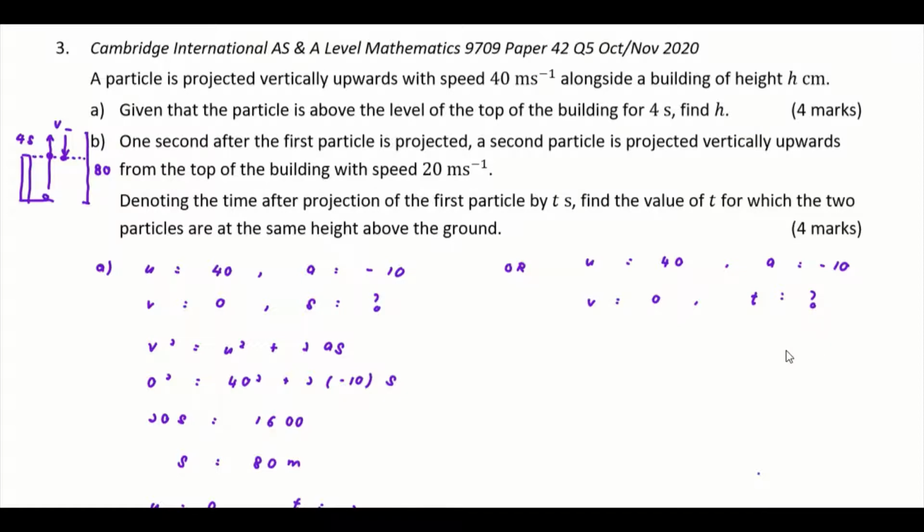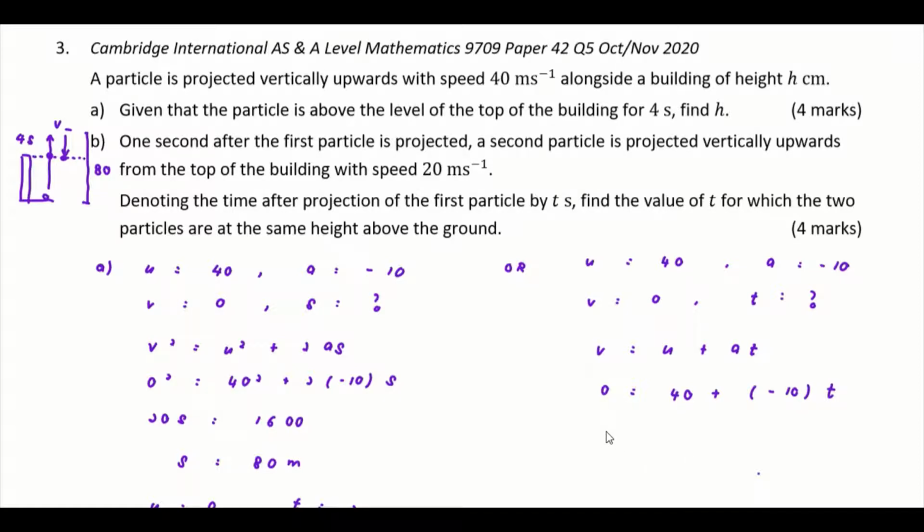Alright, so what I am doing is finding the time from the beginning to the time where the particle reaches the maximum height. Because by finding the total time, then minus 4, I'll be able to get the time for here. So now I can use the formula v equals u plus at. Substitute 0 equals 40 plus negative 10 and then t.